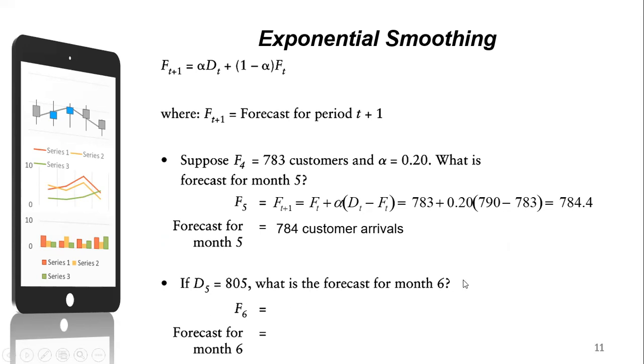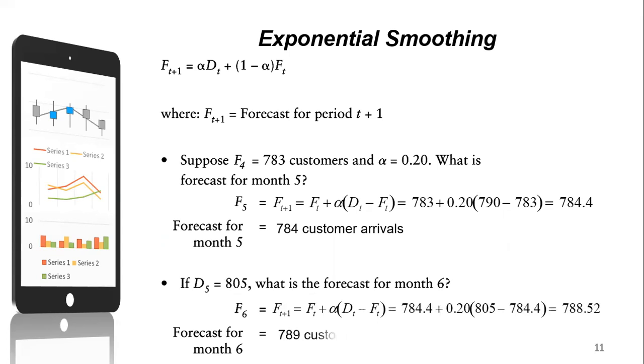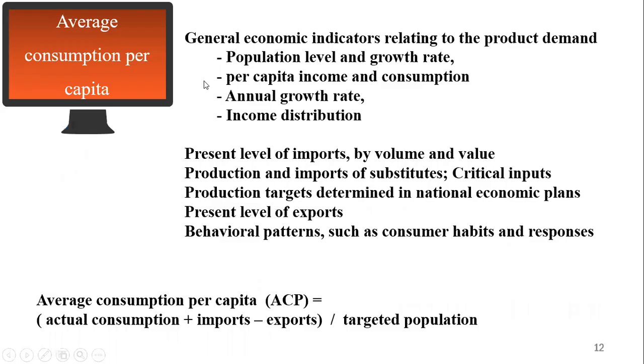What is the forecast for month 6? I will substitute using the same formula, then it will give me 789. So it is easy in exponential smoothing because it depends basically on the alpha, and the alpha is given here. After the exponential smoothing, let's come to the important part, which is average consumption per capita.